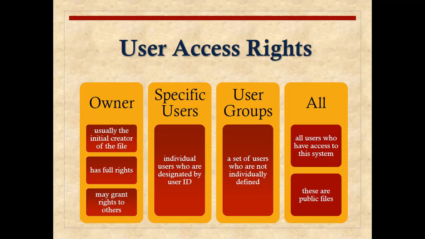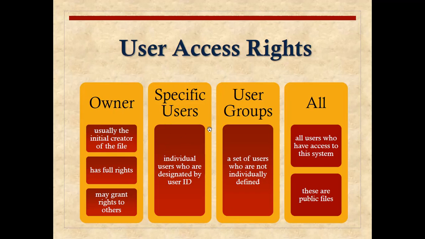Now here user access rights are mentioned. Owner, what can the owner do? Usually the initial creator of the file, it has full rights. May grant rights to others. This is the owner of a particular file. If you are the owner or the creator of a particular file, then you can have full rights on that particular file, and may grant rights to the other users.